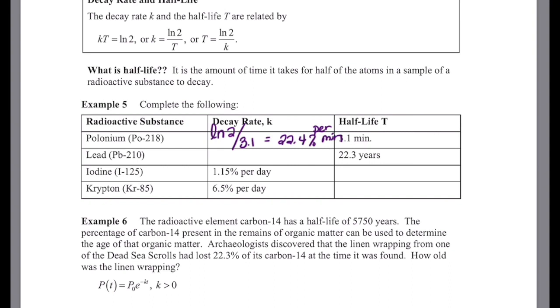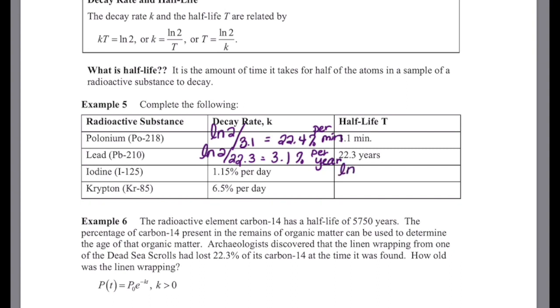So polonium decreases at a rate of 22.4% per minute. Let's look at lead. How long does lead take to reach its half-life? It says 22.3 years. So if we take the natural log of 2 and divide it by 22.3, this is decaying much slower, as it decays 3.1% per year. Let's go backwards. Let's find the half-life. So let's solve for T. T is equal to the natural log of 2 divided by the rate at which it's decaying. So let's look at iodine.